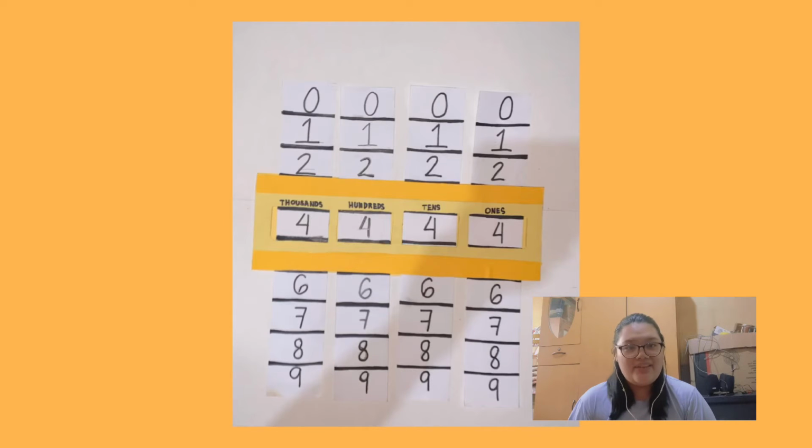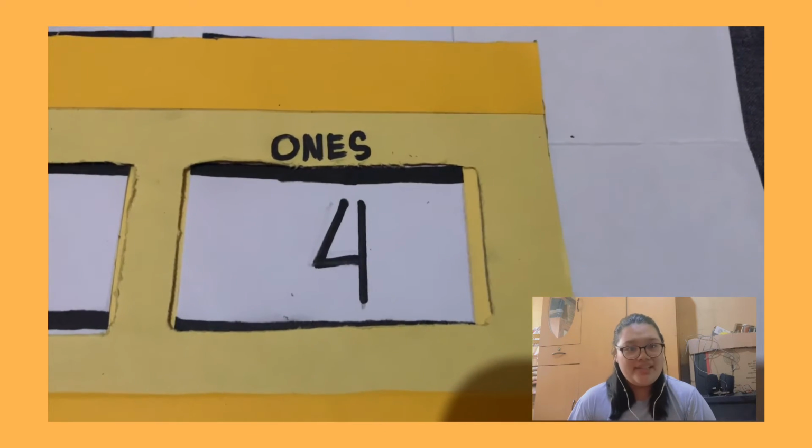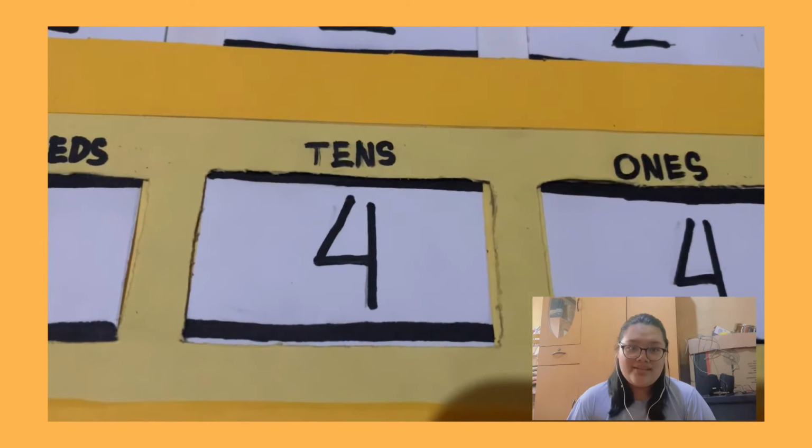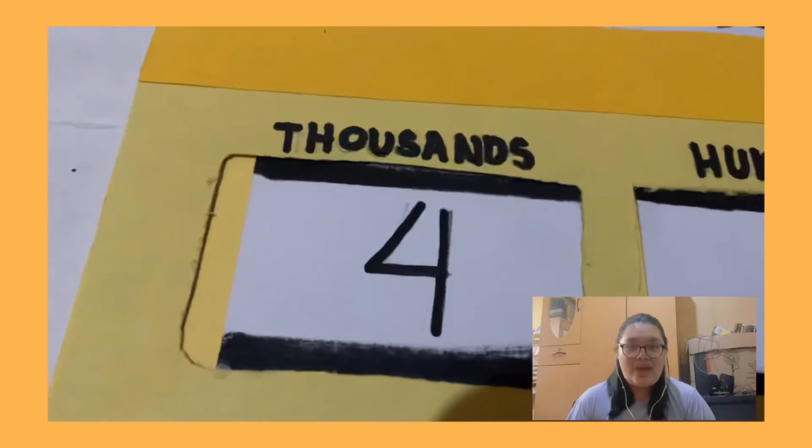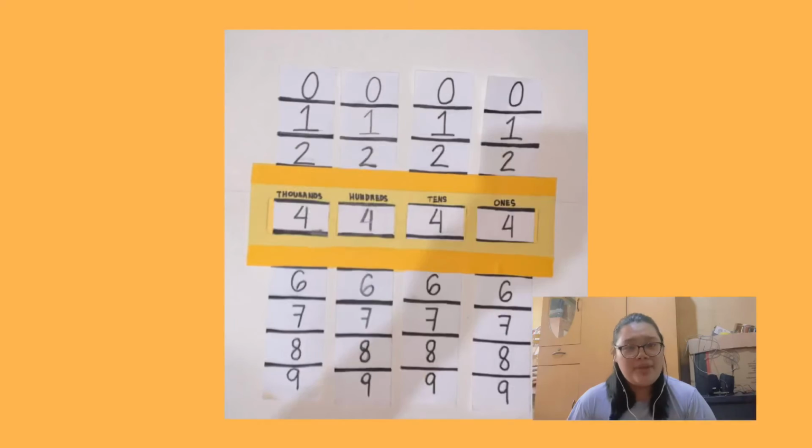Finally, I am done creating my math manipulative, which is the place value slider. This only consists of 4-digit numbers, which are ones, tens, hundreds, and thousands. These can be used for all elementary grade levels, but specifically for the grade 3 levels.